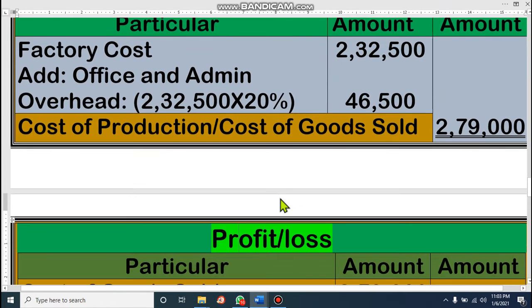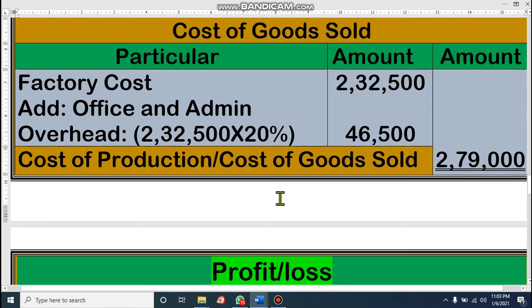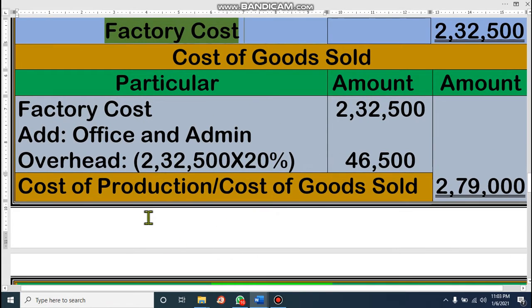This formula also I have given you earlier. If you can remember, the formula of cost of goods sold is factory cost plus office and administrative overhead, then it will be cost of goods sold or cost of production. In the question it is said that office and administrative overhead is 20% of factory cost. So 20% of factory cost is 46,500, dear student. That means cost of production is 2,32,500 plus 46,500, it is 2,79,000. I hope all of you understand.